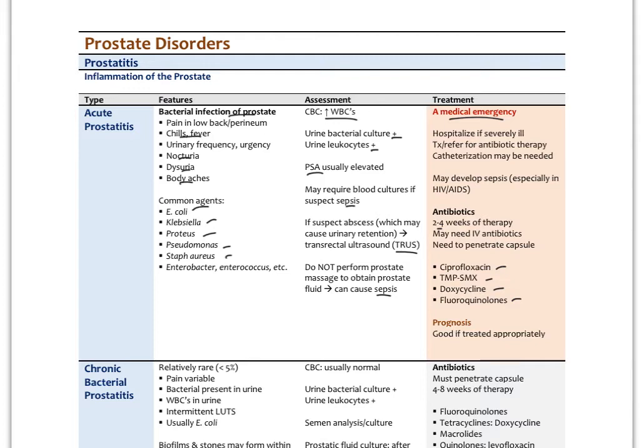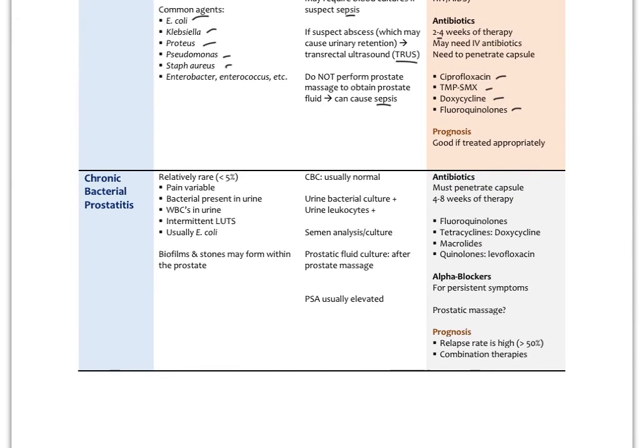Prognosis is usually good, but some of these patients might progress on to developing chronic prostatitis, and that gets a lot more difficult to treat. So that's acute prostatitis, considered a medical emergency. Chronic prostatitis is relatively rare, less than 5% of cases of prostatitis. Pain is more variable. We still see bacteria present in the urine and white cells in the urine. We get intermittent lower urinary tract symptoms, and usually this is from E.